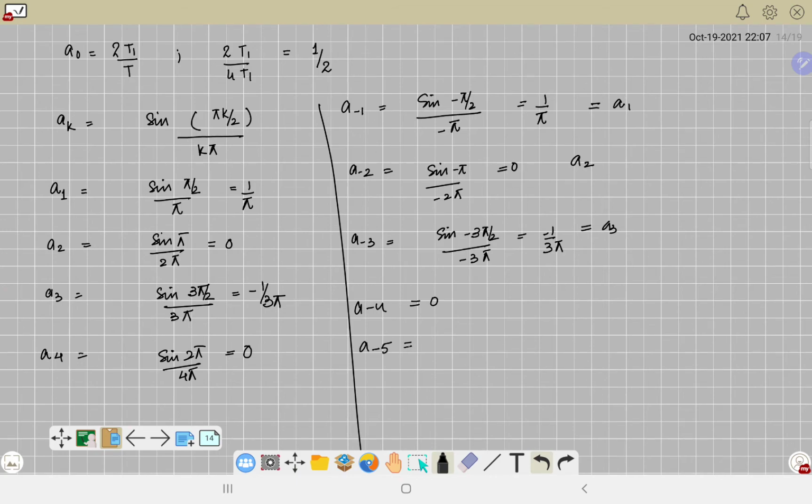A of minus 5 will again be equivalent to A of 5, which will be sine of 5 pi by 2 over 5 pi, which is 1 by 5 pi. Similarly, you can come up with a lot of harmonics. But the higher the value of k we give, on both the negative and the positive side, the more harmonics you will have.